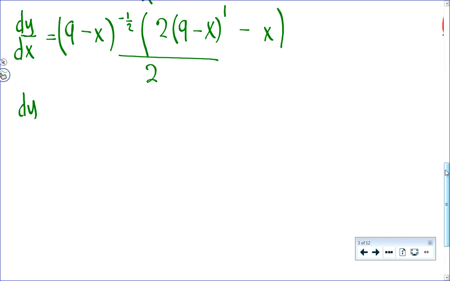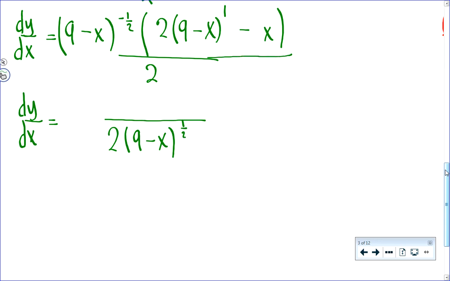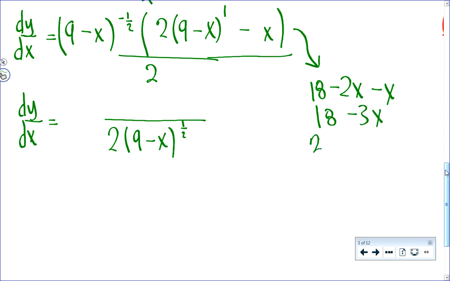Just about done. We have dy/dx is equal to, I'm going to bring that 9 minus x to the negative half to the bottom and write it as 9 minus x to the positive half. I also have, I'm just going to clean up this set of brackets on the side, 18 minus 2x minus x, which is 18 minus 3x, which is 3 times 6 minus x.